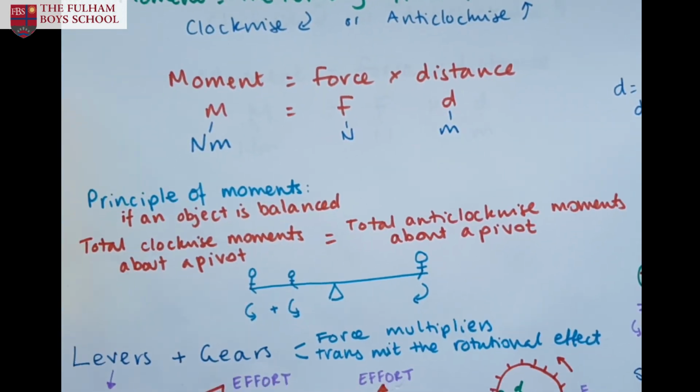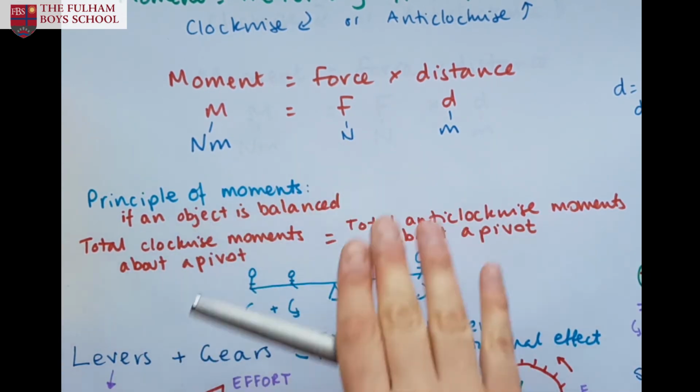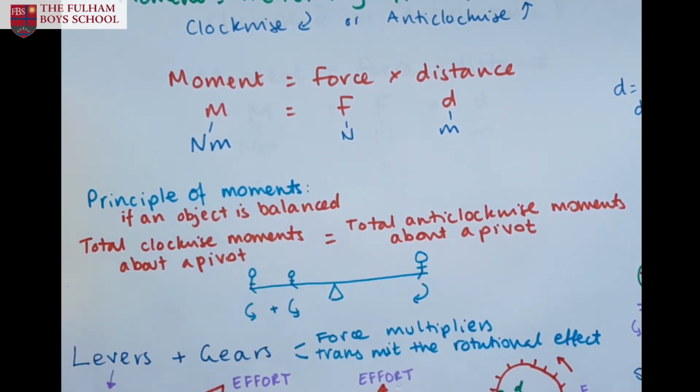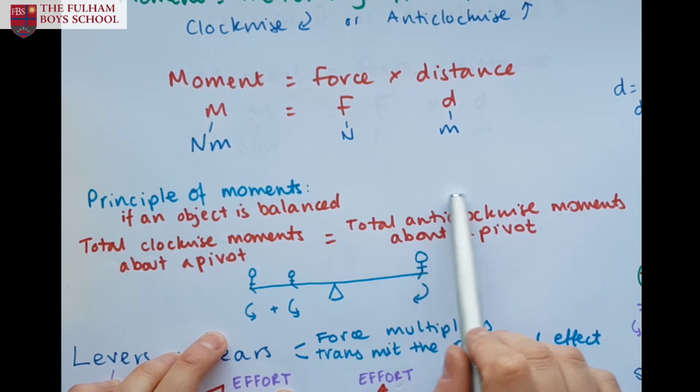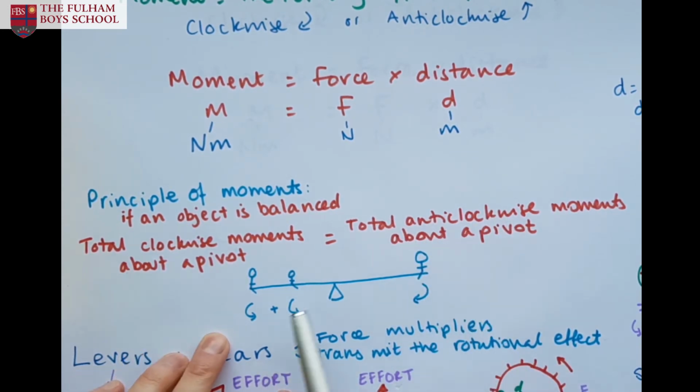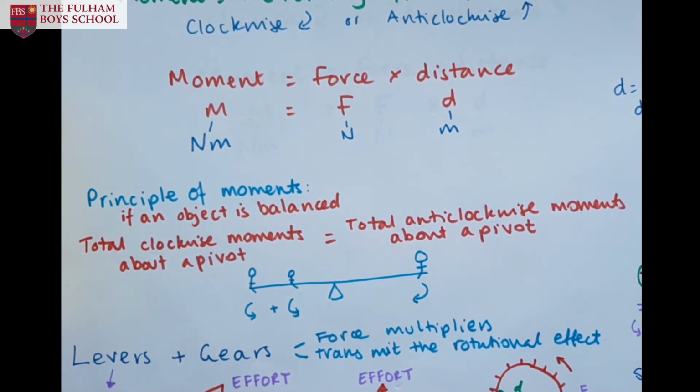Now, the principle of moments. You might get questions where they just ask you to use that equation. More likely, the principle of moments. The principle of moments is the idea that if an object is balanced, the total clockwise moments about a pivot will equal the total anti-clockwise moments. So say in this example here, you've got some guys on a seesaw. You don't see seesaws anymore. I think they've been declared too dangerous. This guy's anti-clockwise moment plus this guy's anti-clockwise moment, if it's equal to this guy's clockwise moment, then this seesaw will be balanced.